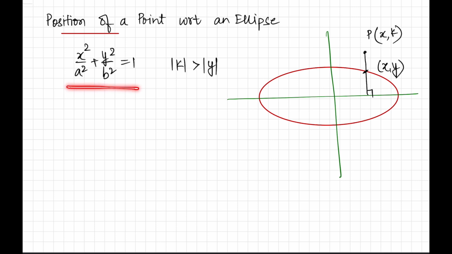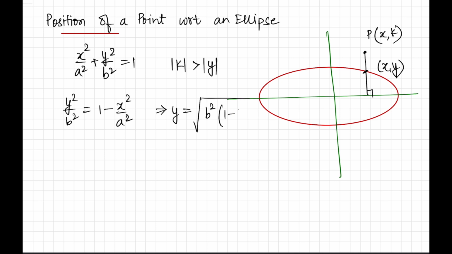Now, using this equation, if we want to find y, we can write y square by b square is equal to 1 minus x square by a square, and this gives us y equals square root of b square into 1 minus x square by a square. So therefore, if we put this value of y here and square both sides, we can easily write k square will be greater than b square into 1 minus x square by a square.